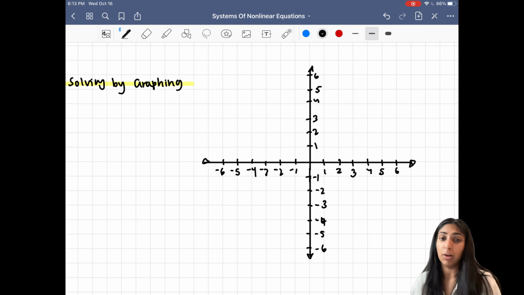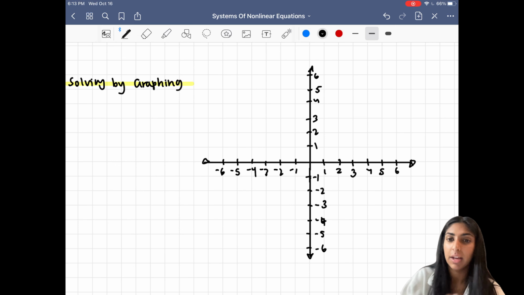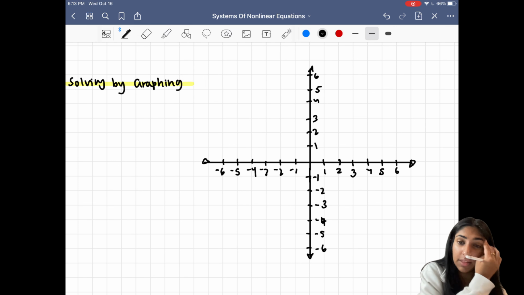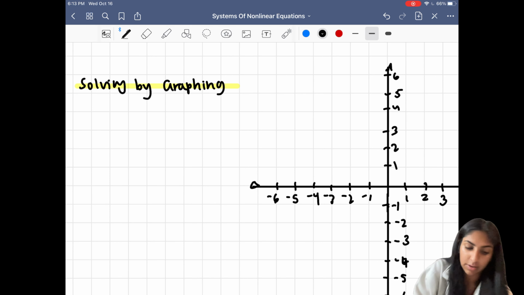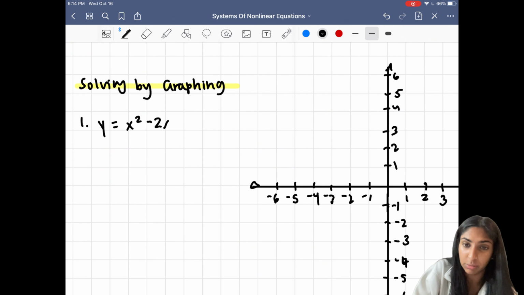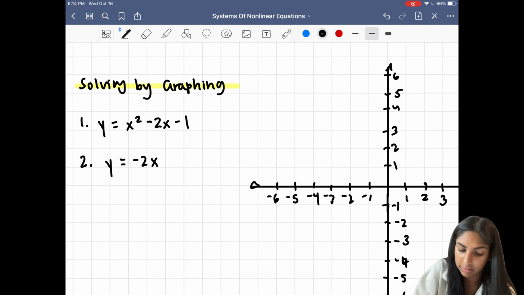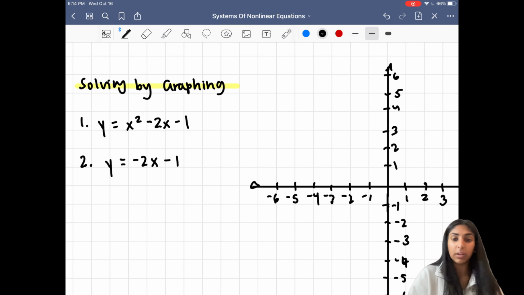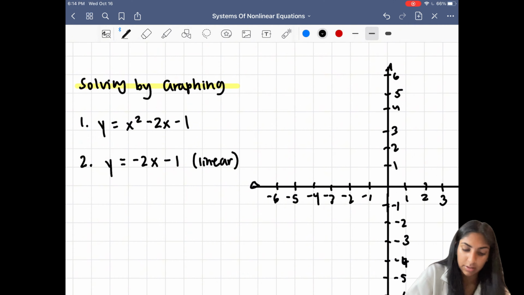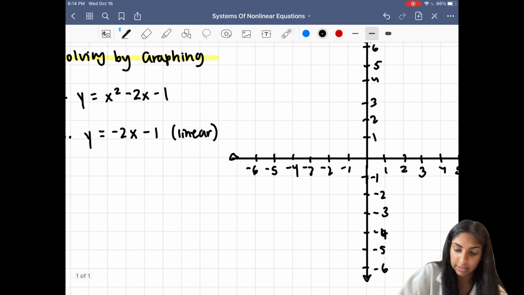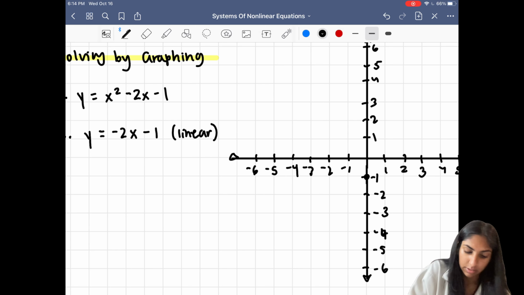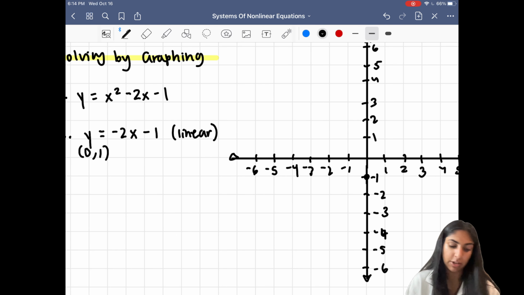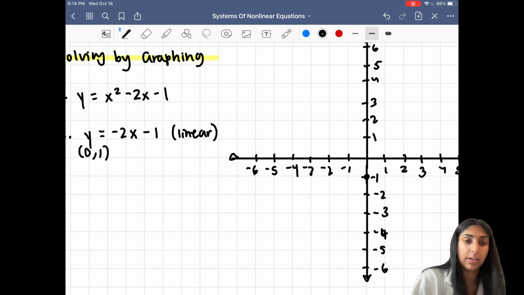So one way you can solve a system of nonlinear equations is by graphing. So let's try this method with an example. So let's take, for example, equation 1 is going to be y equals x squared minus 2x minus 1, and equation 2 is going to be y equals negative 2x minus 1. So let's start off by graphing this linear equation here. So we know that the y-intercept is going to be at 0, negative 1, because when x equals 0, y is negative 1.